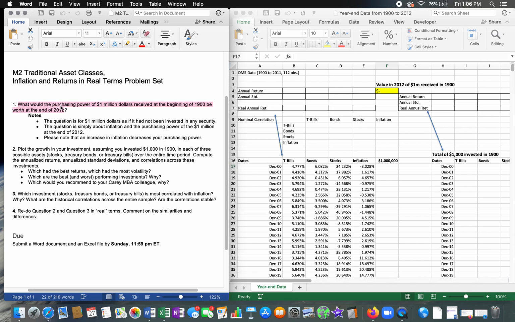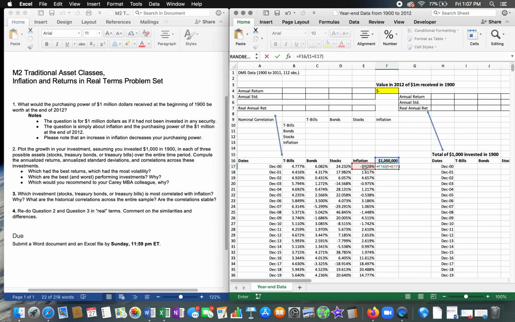What would the purchasing power of $1 million received at the beginning of 1900 be worth at the end of 2012? So let's go over to our Excel document and see we have this $1 million cell here next to all the information. So we're going to treat it like a present value problem where we divide the number by 1 plus the rate. So we're going to type equals this $1 million divided by 1 plus inflation. All right, so there's the formula right there.